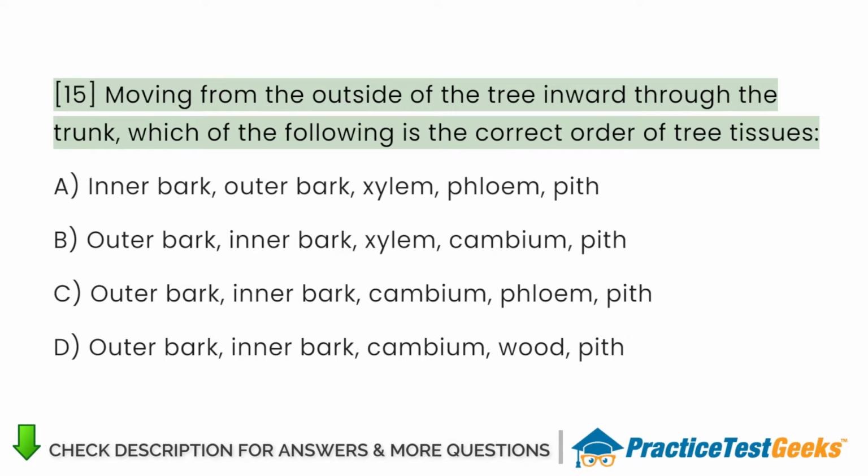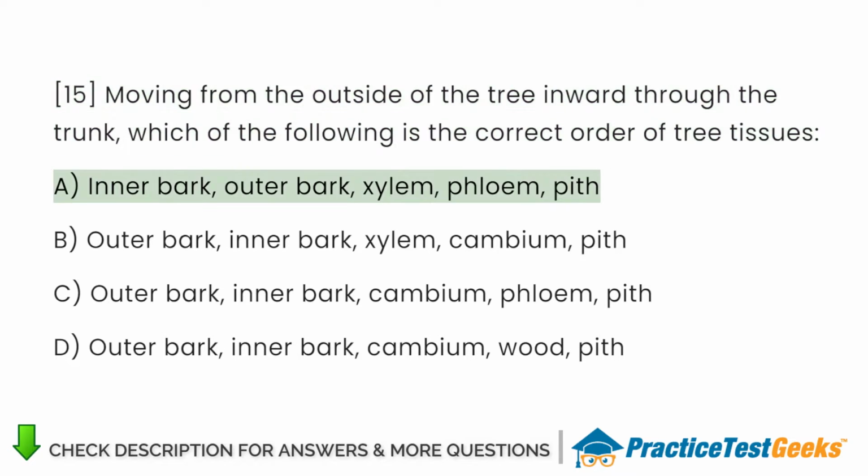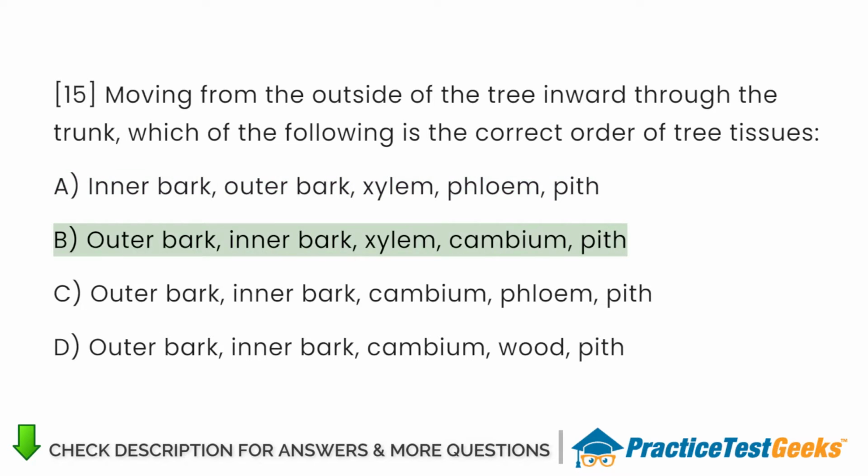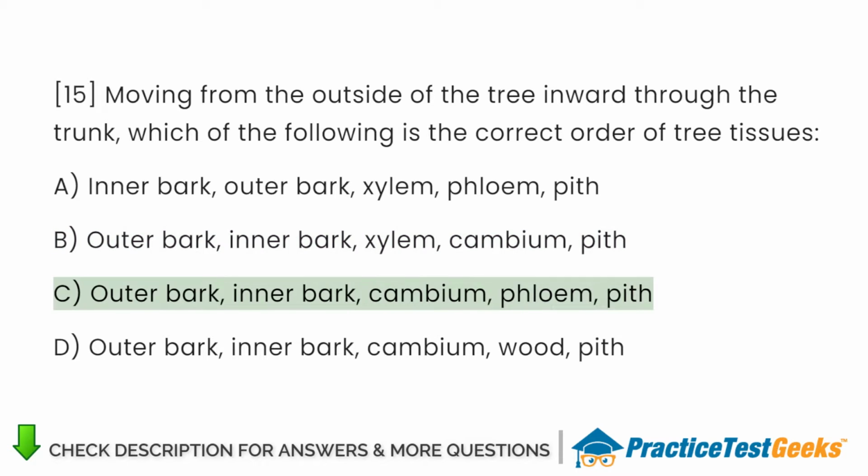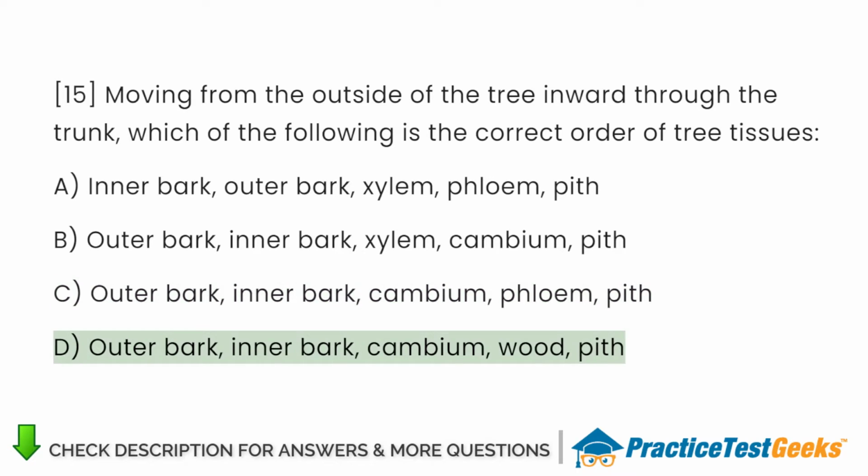Moving from the outside of the tree inward through the trunk, which of the following is the correct order of tree tissues? A. Inner bark, outer bark, xylem, phloem, pith. B. Outer bark, inner bark, xylem, cambium, pith. C. Outer bark, inner bark, cambium, phloem, pith. D. Outer bark, inner bark, cambium, wood, pith.